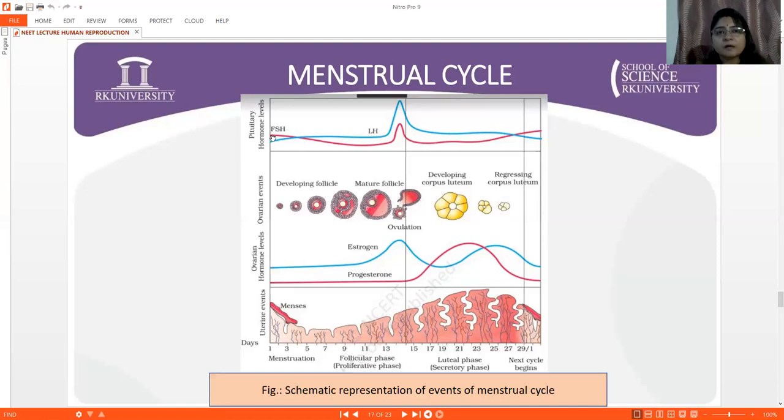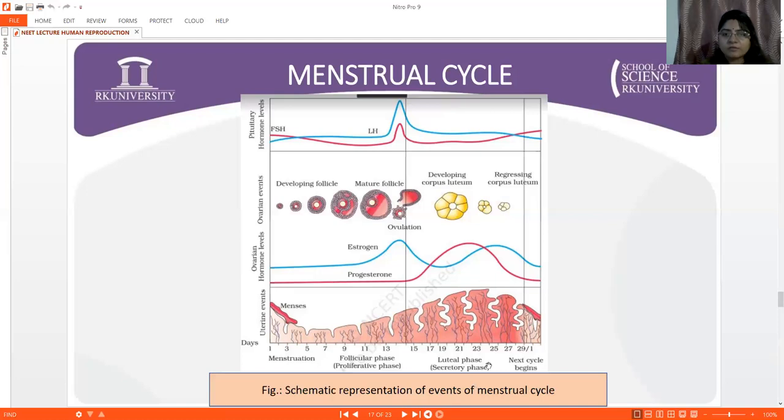Okay, here you can see FSH increases, then it decreases, and it increases sharply at the ovulation stage at 13 to 15 days. Okay, and after that it decreases and then it again increases. Whereas LH is at a decreased level, and it increases on the 14th day, and after that it decreases again. Okay, so this figure is very informative, which gives all the various stages in the menstrual cycle: the uterine events, ovarian hormone levels, then the ovulation event, and the pituitary hormone levels. Okay, so these are very important in this case.